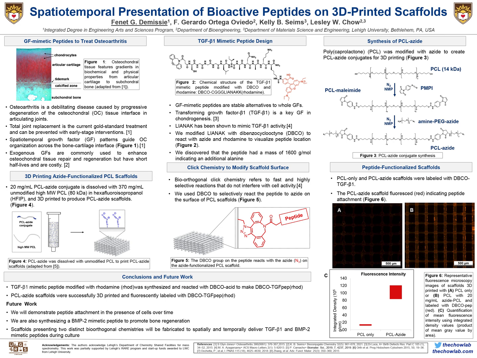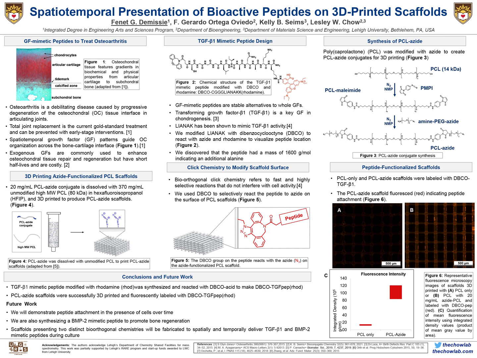The second component of this study is the PCL azide scaffold. In order to 3D print this scaffold, we first have to make our PCL azide conjugate. How we make it is we first start with a low molecular weight 14 kDa polycaprolactone. Polycaprolactone is a biodegradable polymer that we use to 3D print, and we take this 14 kDa low molecular weight PCL and modify it with PEG azide to make our PCL azide conjugate.